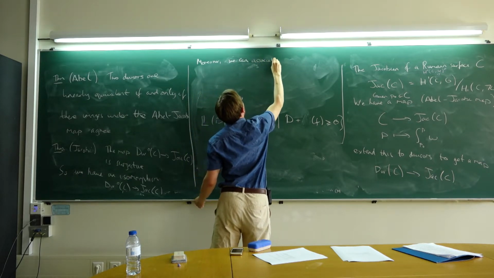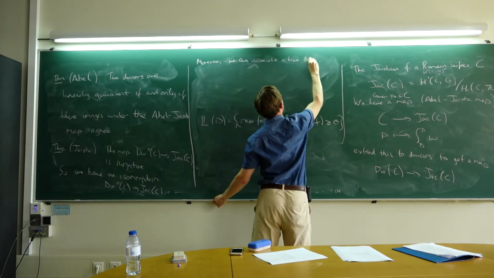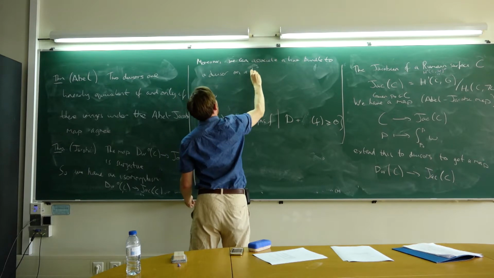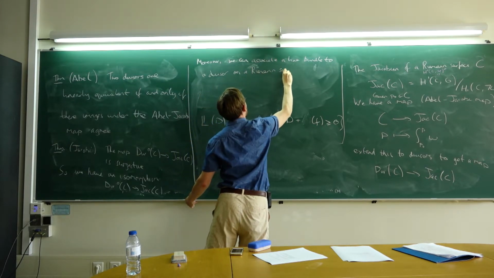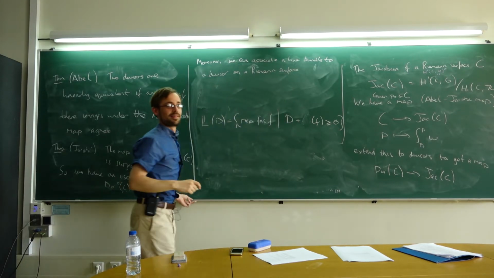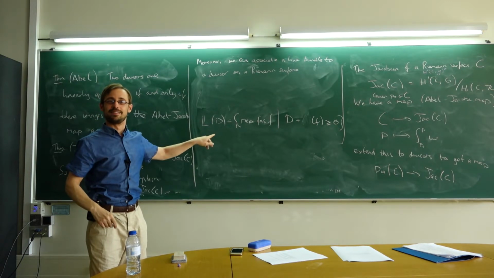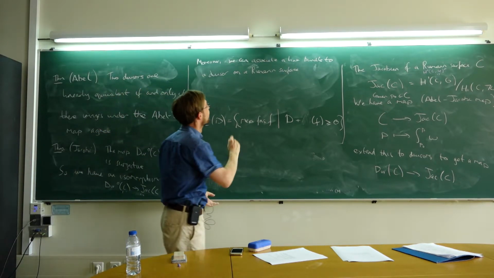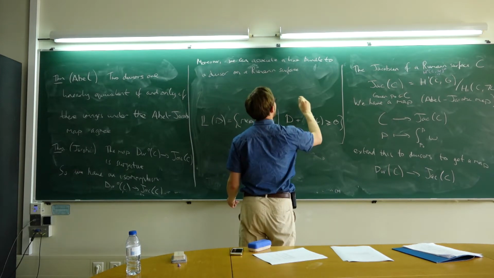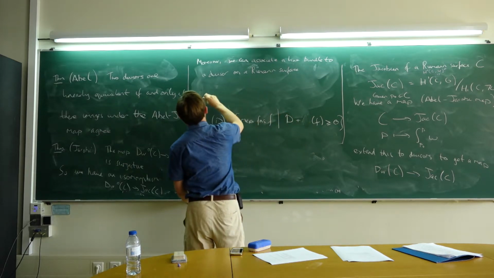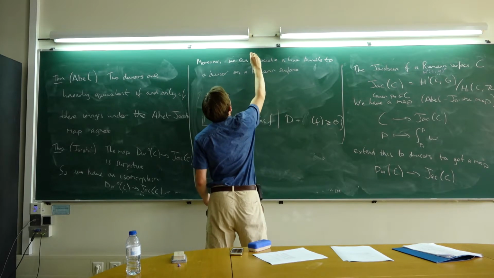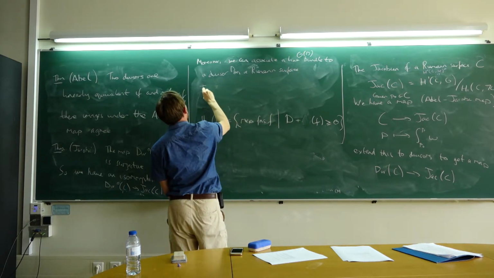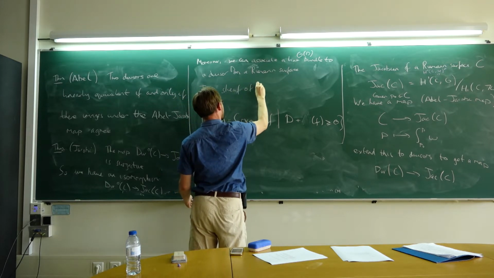Associate a line bundle to every divisor. So I guess the cheap thing to say now would be to define not a line bundle, but its sheaf of sections, given that we have something that looks like I might be able to turn into a sheaf. So let's call this thing O of D. It's the sheaf of sections.